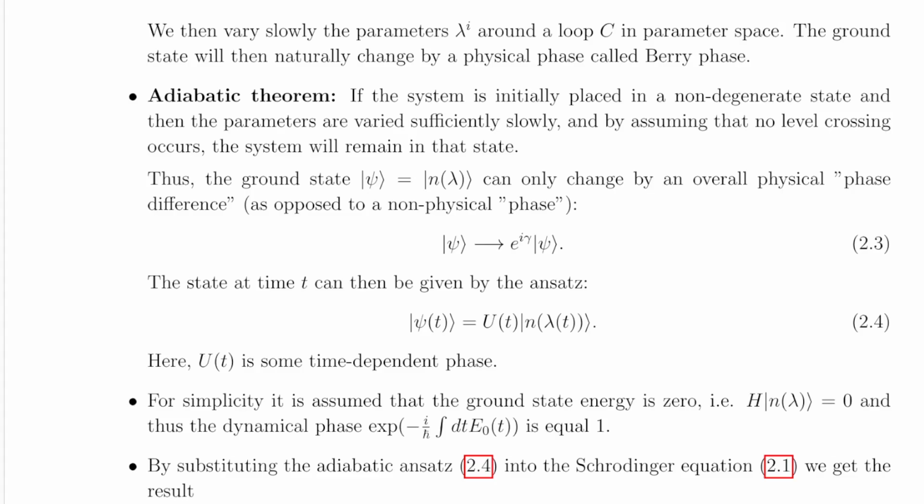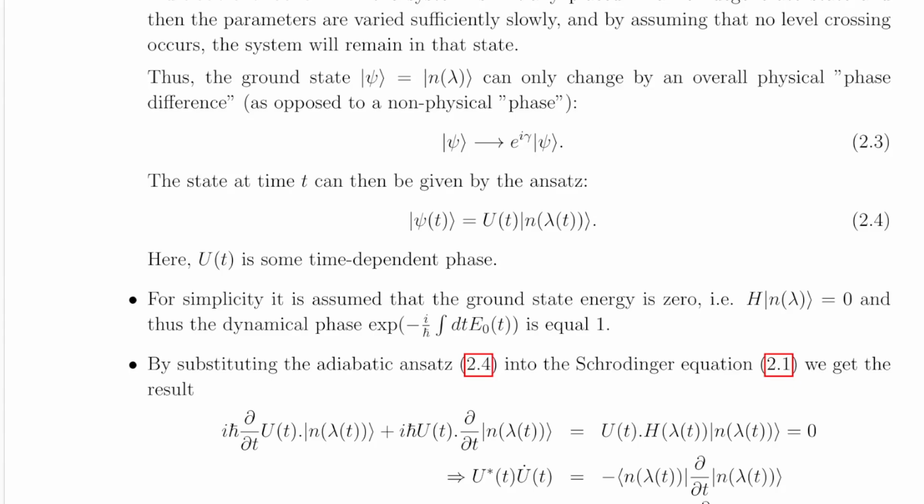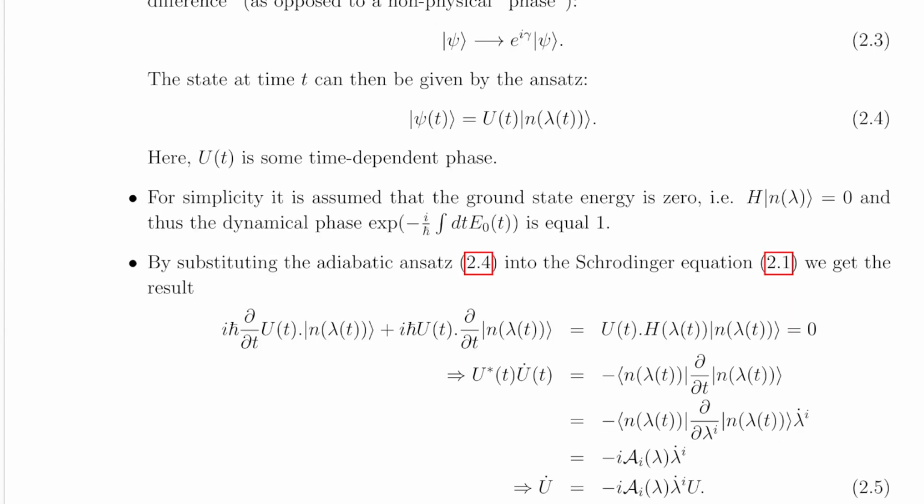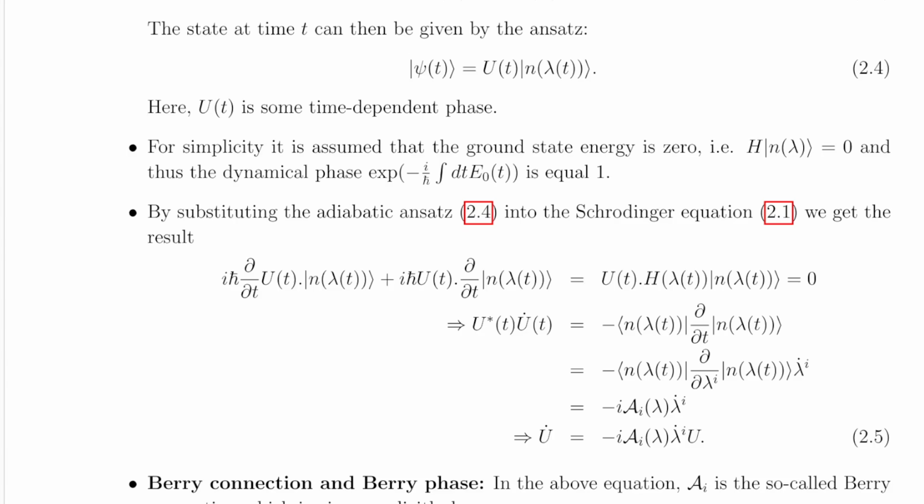As we move, the ground state itself changes smoothly. According to the adiabatic theorem, if we vary the parameters slowly enough, the system will stay in its ground state. It can only pick up an overall phase, a real physical shift in the wave function. If we assume the ground state energy is 0, we can focus purely on this phase, without any dynamical effects.